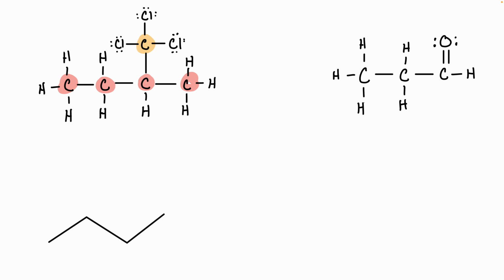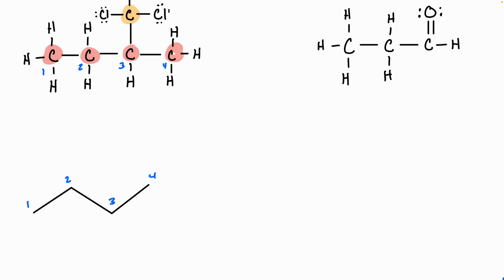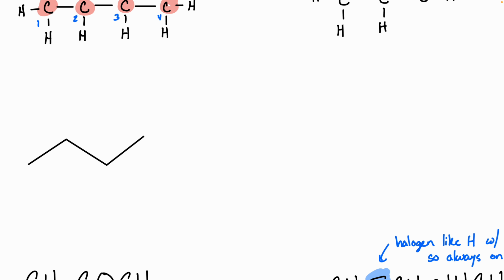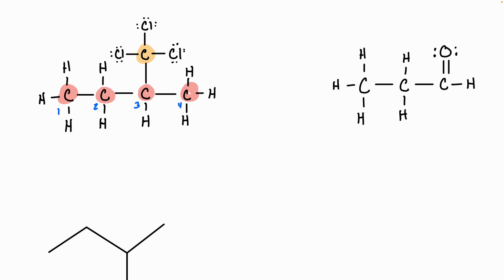So how do I know where I'm going to put that in my structure? I'm going to start counting over. Carbon 1, carbon 2, carbon 3, carbon 4. Where should that orange carbon be? Carbon 3, right? So that means I'm going to add 1 extra carbon here on that third carbon. And it's got a bunch of chlorines attached.